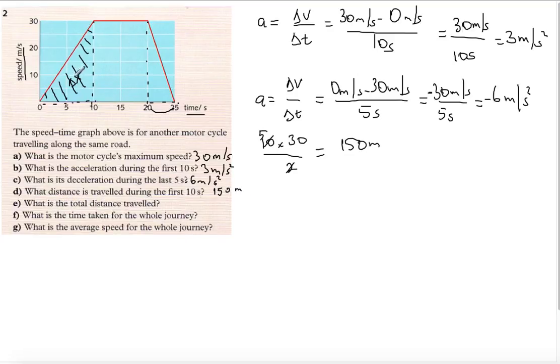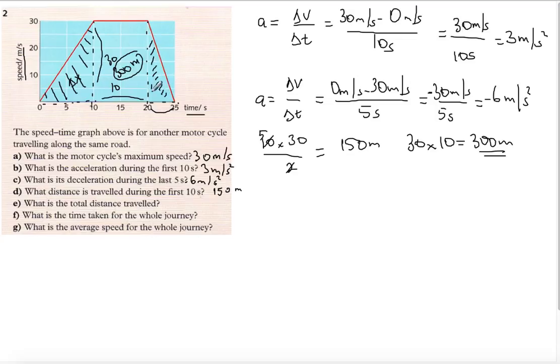What is the total distance traveled? We found the first 10 seconds' distance traveled. Then we can check the second 10 seconds. Here is 10, here is 30. So 30 times 10 equals 300 meters. Taken distance in the second 10 seconds is 300 meters.